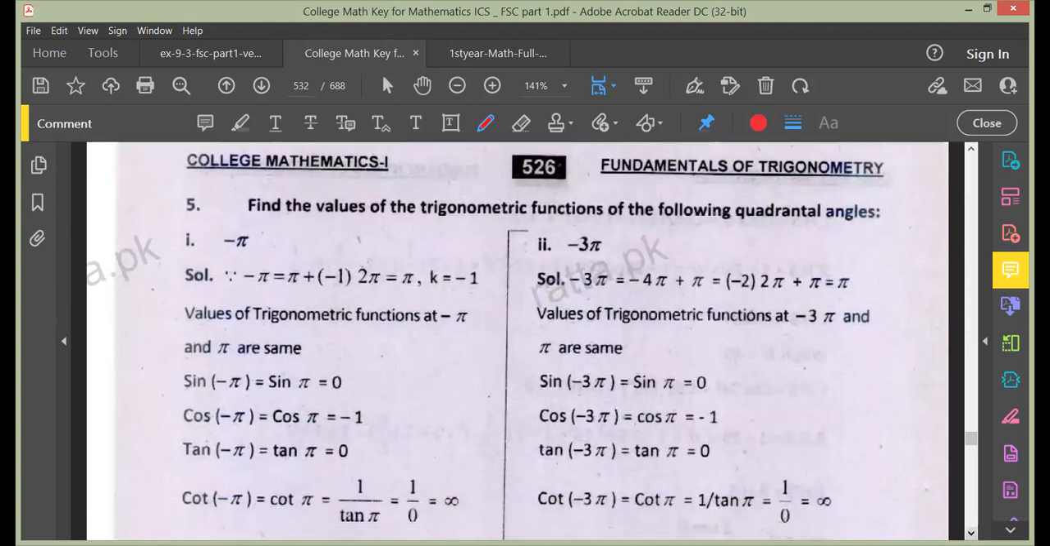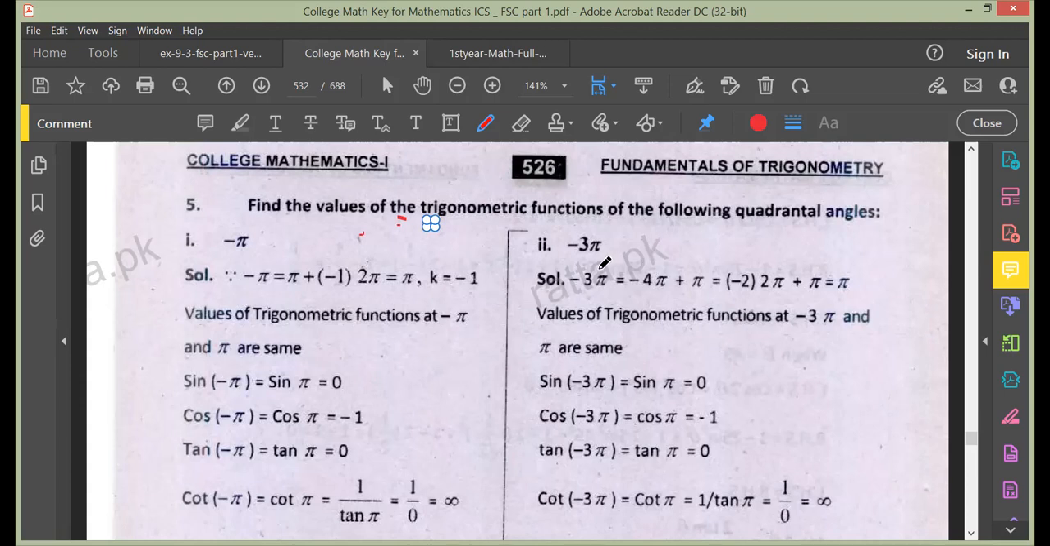Now, an important question: find the values of the trigonometric functions of the following angles. We have to write this kind of angle in the form of alpha plus beta. How? A simple method is, if this is minus π, so we will write it as minus π. So my first question is minus π. So we can simply find the value for minus π.